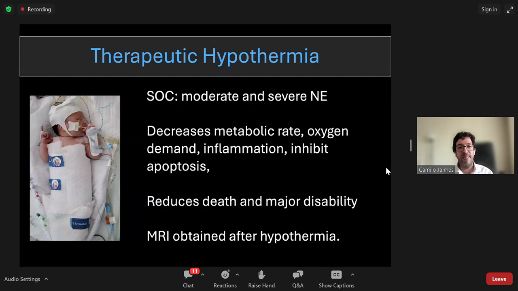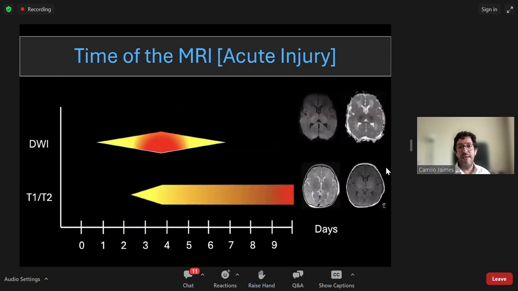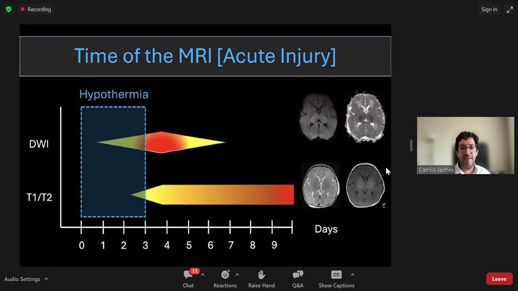The second bullet point here tells you what it does. When we cool the baby, it decreases the metabolic rate, it decreases the oxygen demand of tissues, it decreases the inflammation, and it inhibits the molecular onset of apoptosis. So we're trying to really address those orange and yellow categories that I showed you in the slides before. And the last thing to note about this is that we are actually not involved in the decision to cool a baby. We generally obtain the MRI after the hypothermia protocol is complete, so day of life 4 or 5. And here's a little bit about the timeline and the evolution of that. Generally, in the first 3 days of life, the baby is under the hypothermia protocol, so we don't actually image them here, not under normal circumstances.